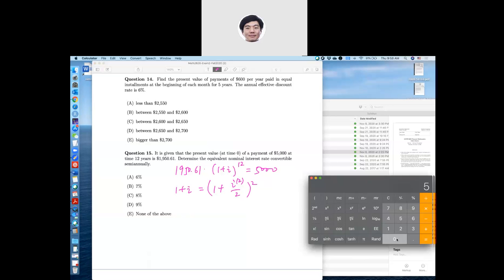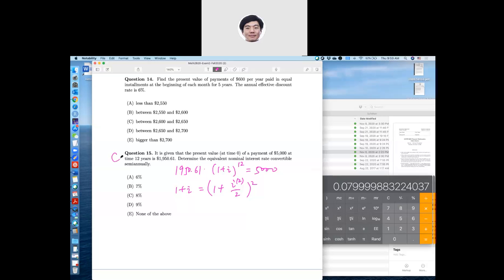5,000 divided by 1950.61. Get the answer? Okay, raised to the power of, put a bracket, 1 divided by 12. Put enter. So that's my 1 plus i, okay? Once I know that, what do I need? I need to take another fractional power. It actually takes the square root. I believe that's the square root. Okay, minus 1. Hit enter. Okay, times by 2. So 8%.